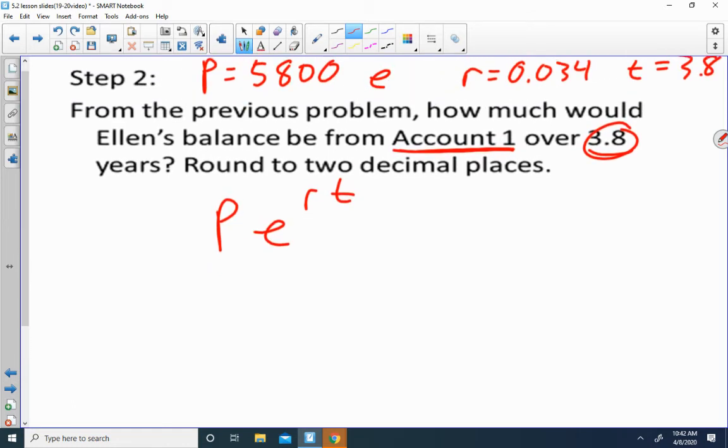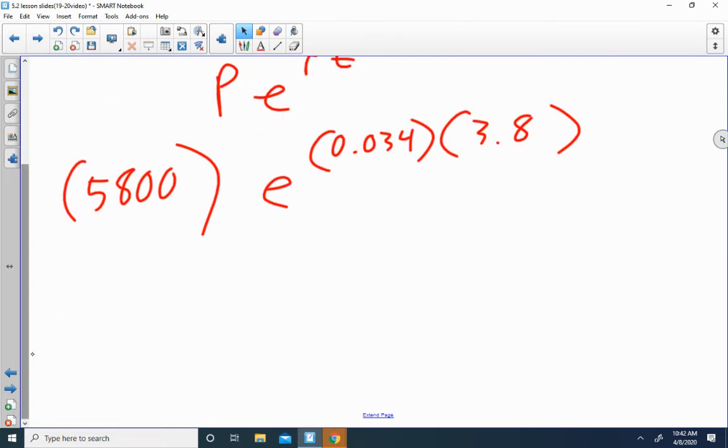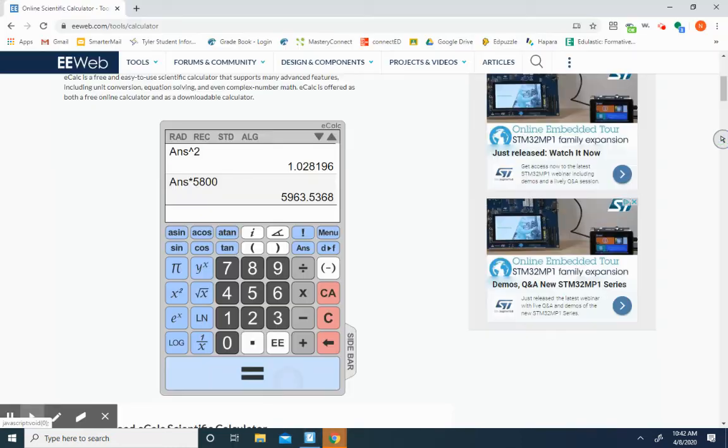Okay, so I'm first going to have 5,800, and then e raised to the power of the rate times the time. The rate, 0.034. The time is going to be 3.8. All right, let's do it. Okay, looks like we have to take care of this part first. Let's figure out what 0.034 times 3.8 is.